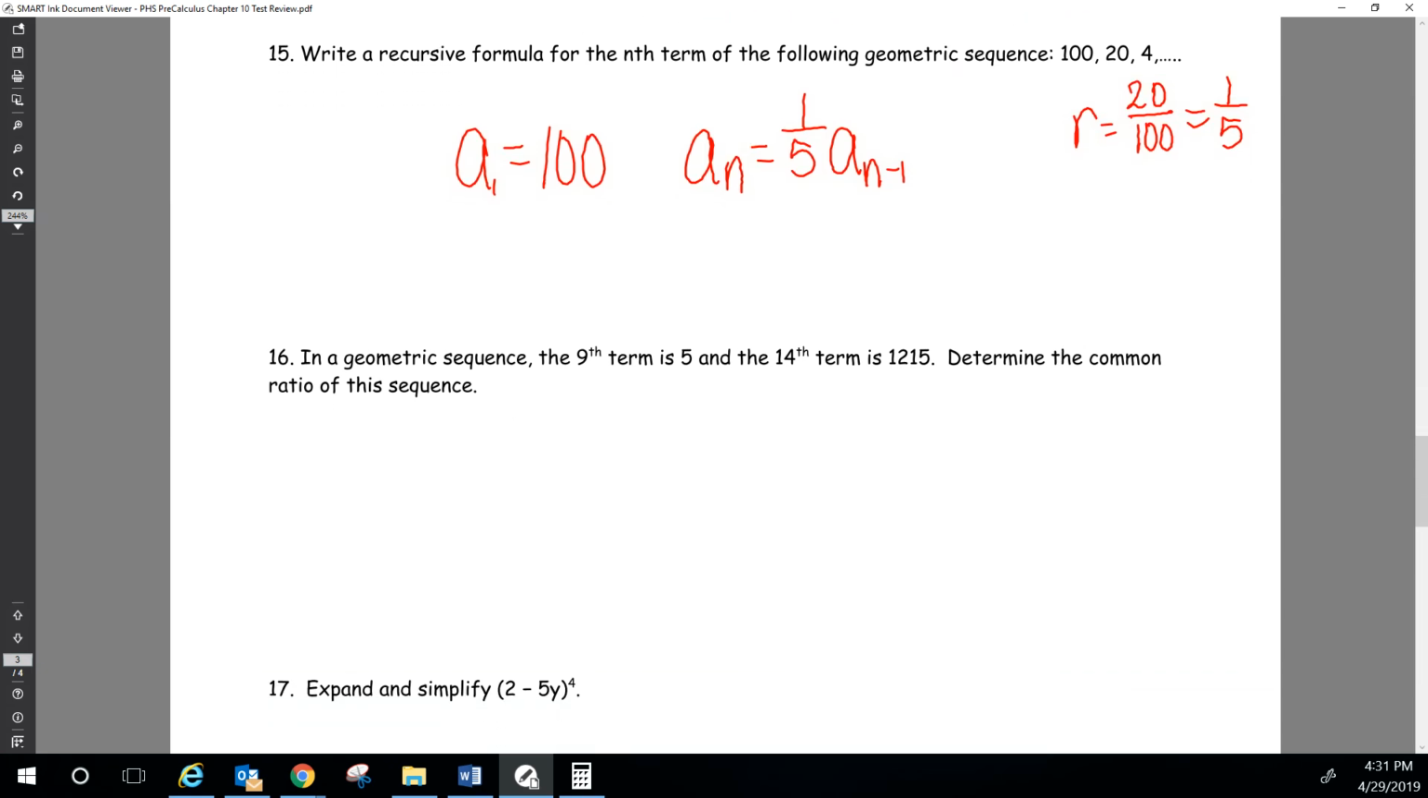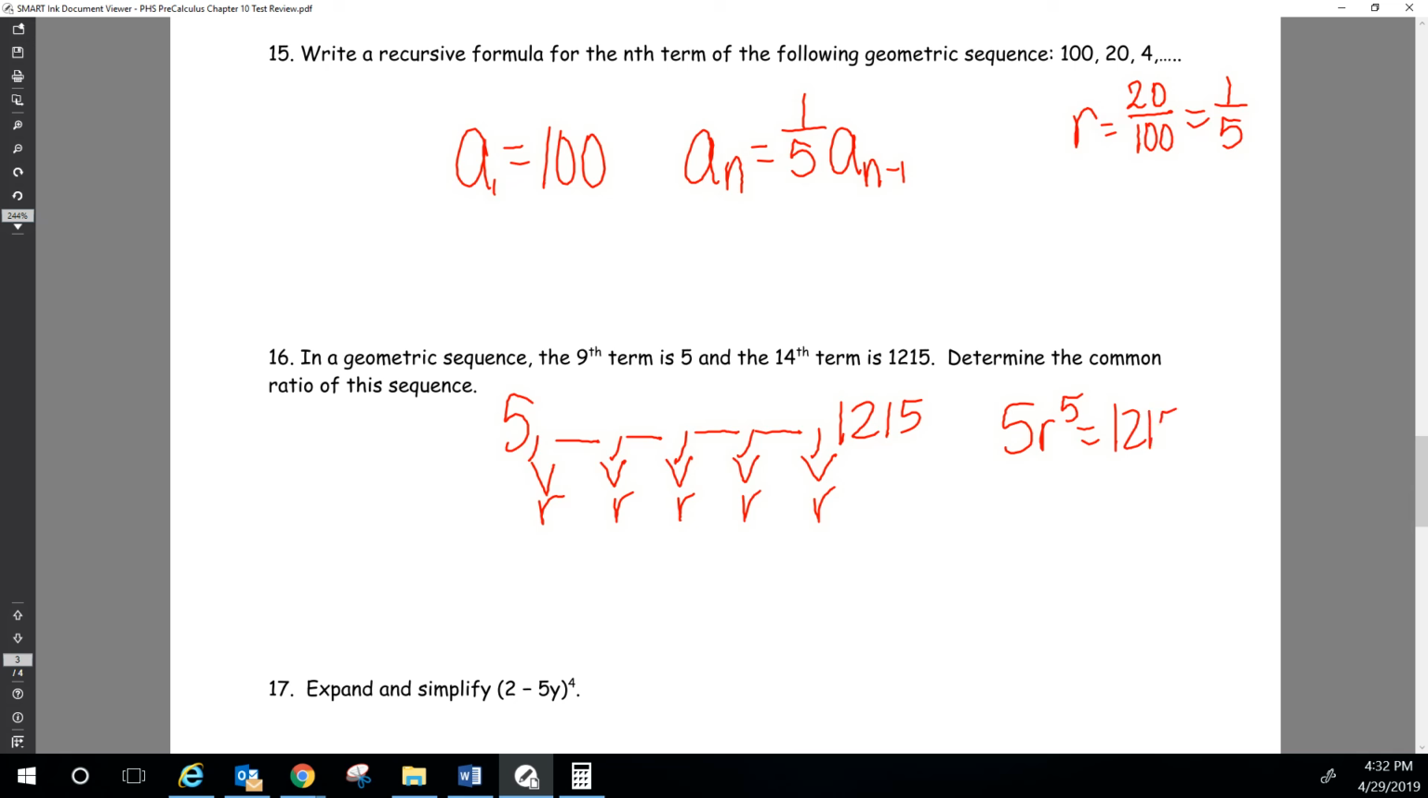All right, in a geometric sequence, the 9th term is 5 and the 14th term is 1215. Determine the common ratio of the sequence. So 9 is 5, 10, 11, 12, 13, 14, hopefully my board picks back up. 14th is 1215. So 5 times r times r times r times r times r. So 5 times r to the 5th is equal to 1215.